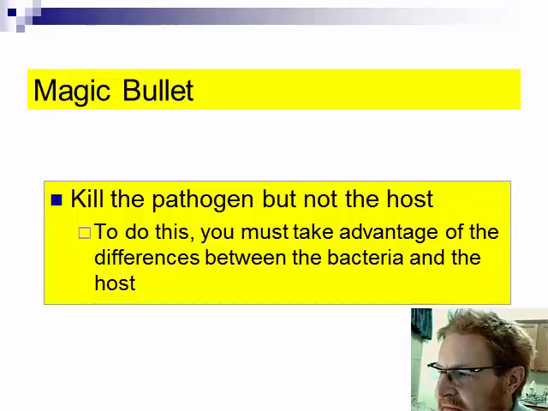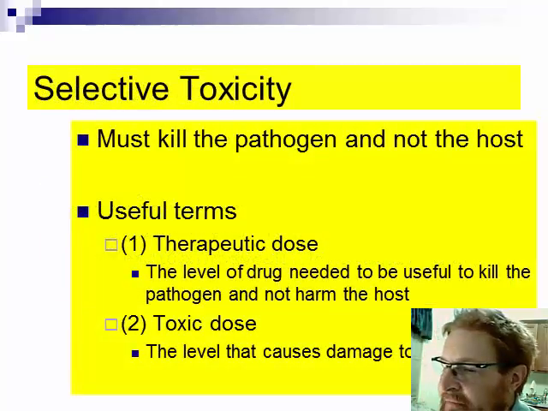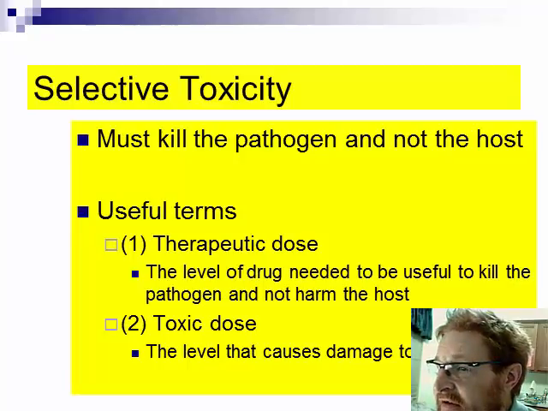And what they were saying with the magic bullet concept was that it would kill the pathogen but not harm the host at all. And so what you have to do is take advantage of the differences between bacteria and the host so that you don't get killing of the host at all. So you only want to be able to kill the bacteria in this case. That's a sort of easy way of saying selective toxicity. And selective toxicity is just simply being able to kill the pathogen and not the host.